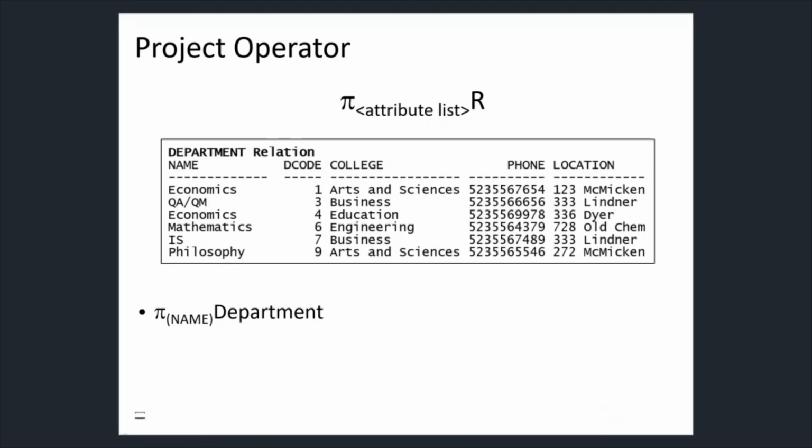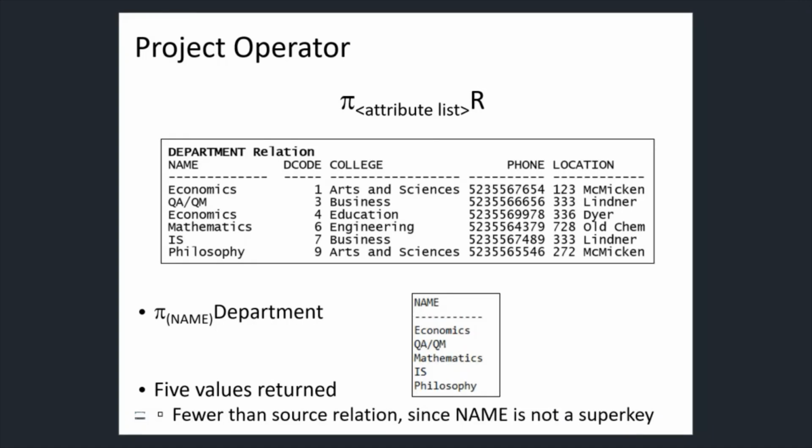And here we have our second example, where we are projecting name from department. So we just want to get the name column from our relation department. Similar to our last example, when we project name from department, we do get 5 values returned, which is less than the number from the source relation because economics is duplicated and name is not a superkey.